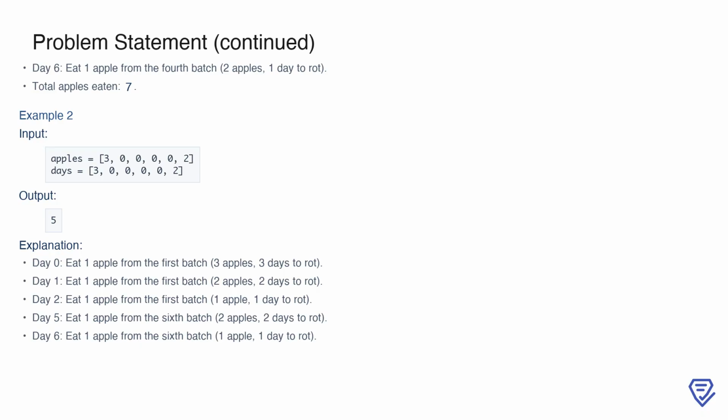Continuing the example, on day 3, we eat an apple from the fourth batch, which initially had 5 apples and a 4-day expiration. On day 4, we eat another apple from the same batch, leaving 3 apples with 3 days left before they rot. Similarly, on day 5, we eat another apple from this batch, and on day 6, we eat the last apple before it rots. The total number of apples eaten is 7. This demonstrates how we need to prioritize apples with shorter lifespans while ensuring we eat the maximum possible number each day.